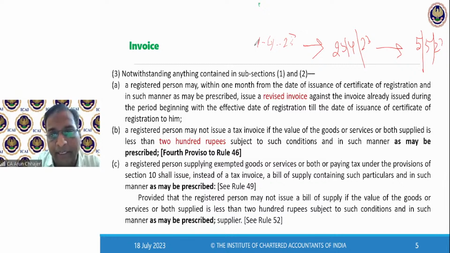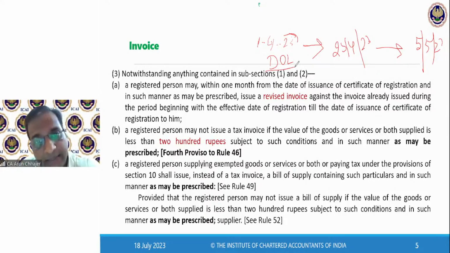The 1st April 2023 is the date of liability. It means for any supply made by me on or after 1st April, I have to pay the taxes. This point we have discussed also yesterday.